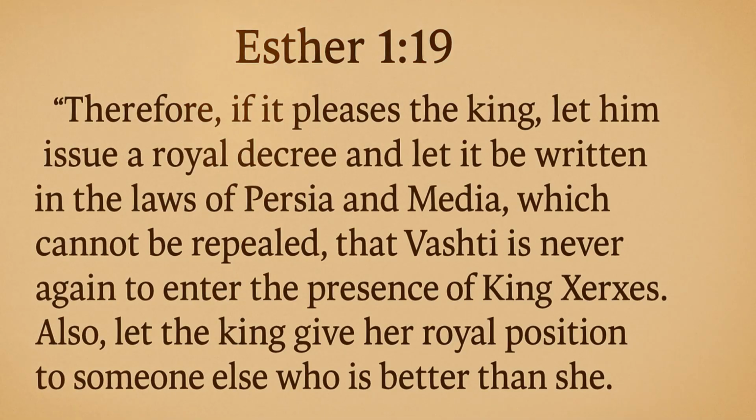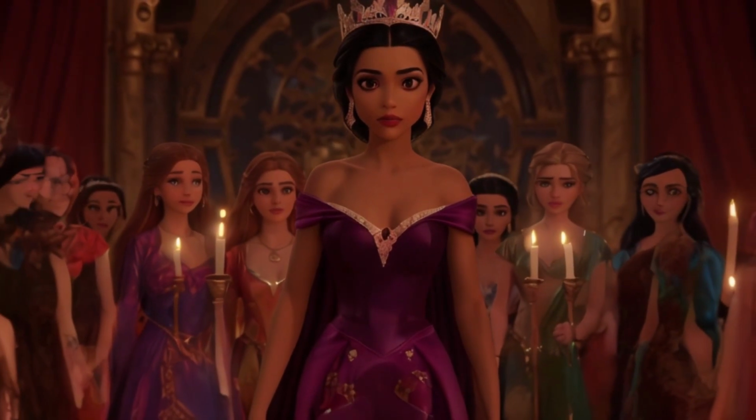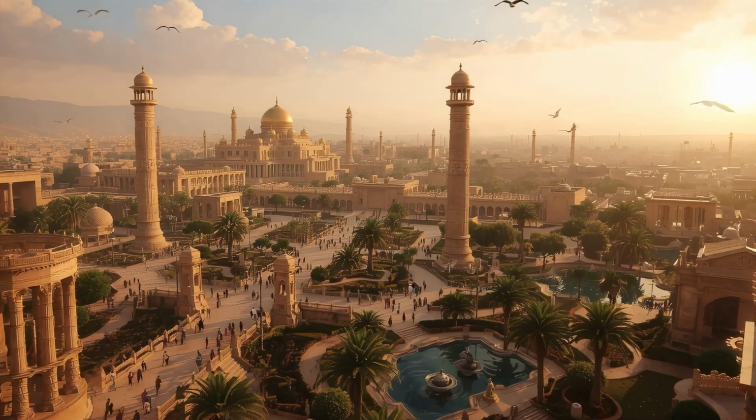Esther 1 verse 19. Therefore, if it pleases the king, let him issue a royal decree, and let it be written in the laws of Persia and Media, which cannot be repealed, that Vashti is never again to enter the presence of King Xerxes. Also, let the king give her royal position to someone else who is better than she. And so Queen Vashti was removed, and the search for a new queen began.